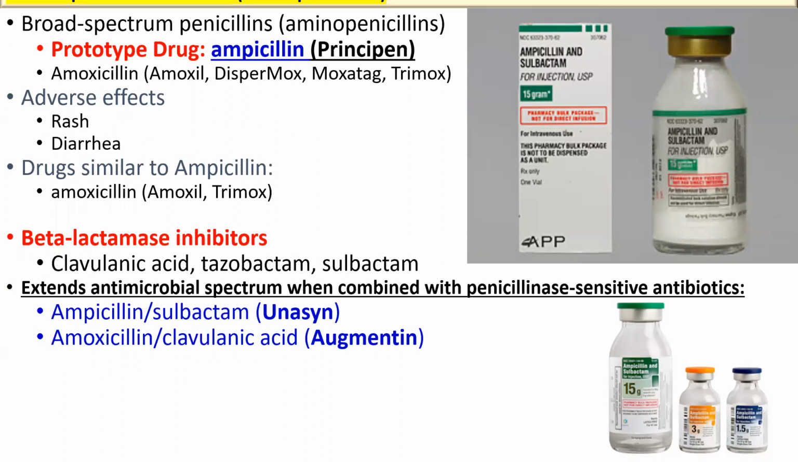The MRSA is also another form of resistance, which is methicillin-resistant Staphylococcus aureus, MRSA. For the broad spectrum antibiotics, we have the prototype, which is ampicillin. A drug similar to ampicillin is amoxicillin.